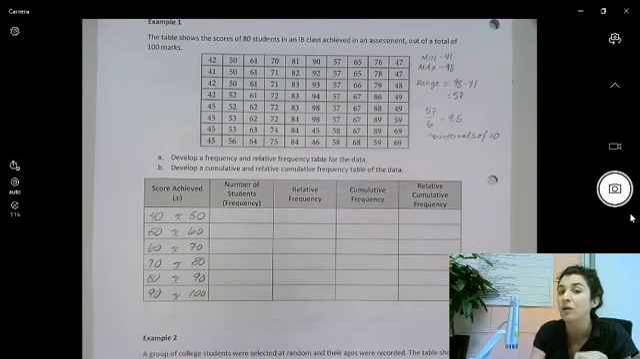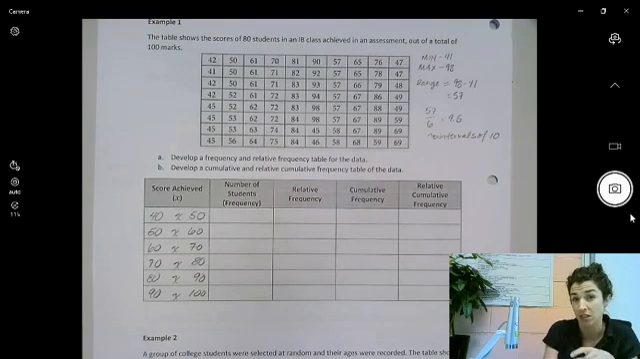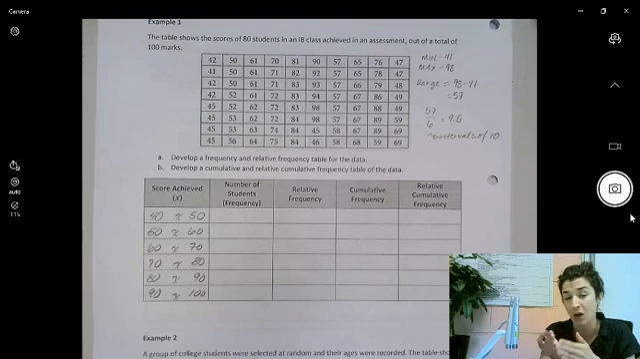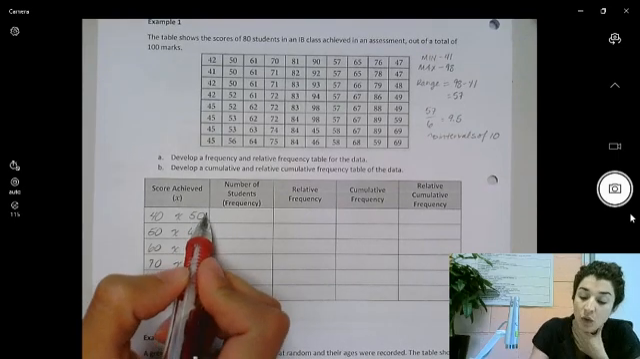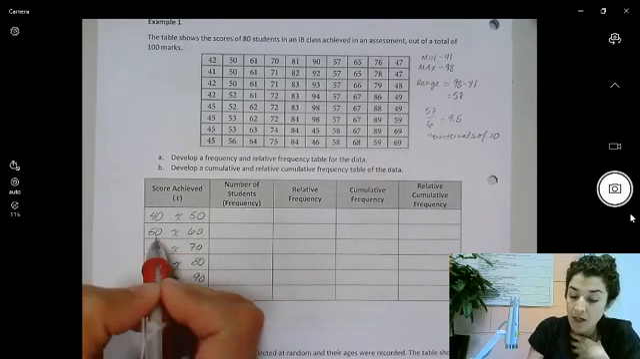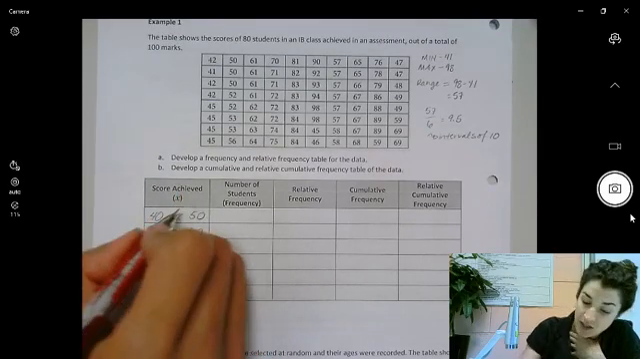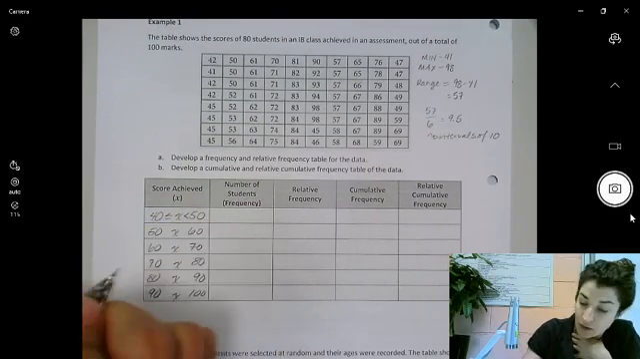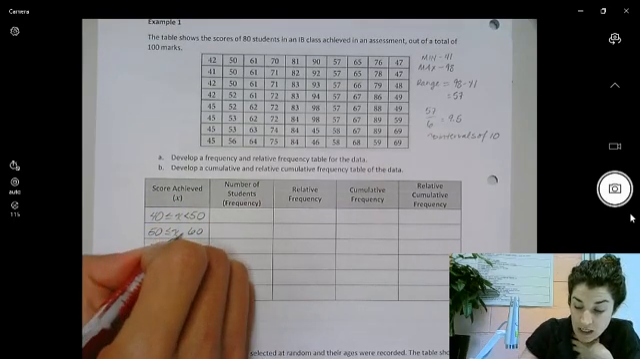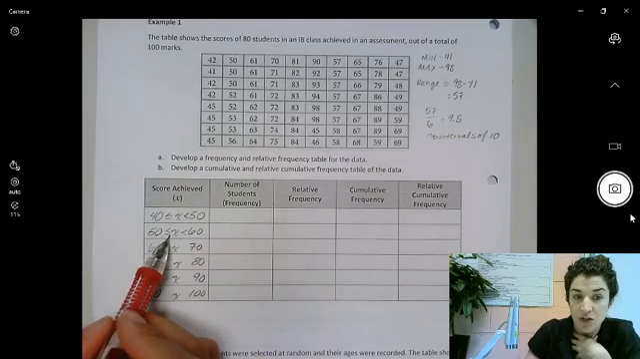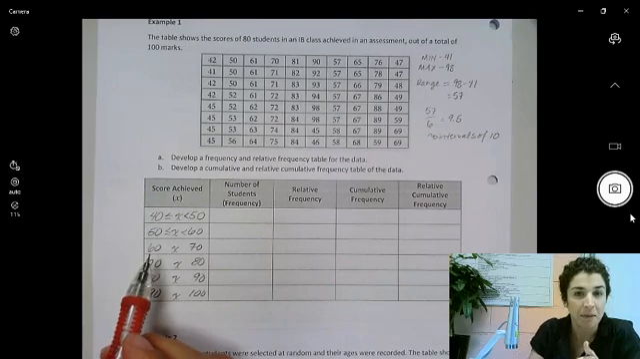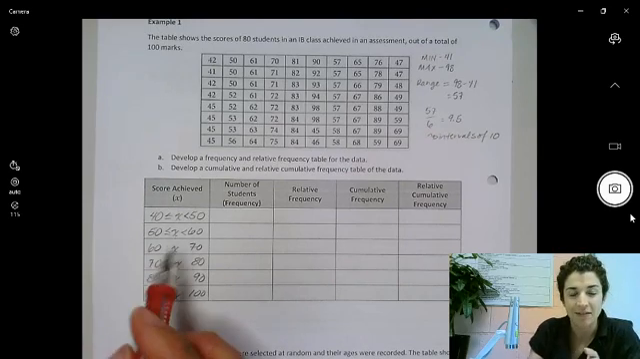We cannot include it in both of those ranges, right? You can't include 50 in this one and in this one, because what if you had 50 exactly? Where would it go? We typically include the top number in the next range. So we would include 40 in this range, but not include 50. Which means 50 would be within this range. We are including 50 in this range. Think about grades. 50 would still be an F, right?